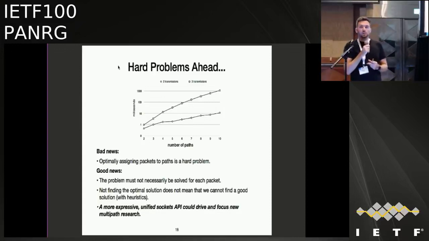And finally, I think that more expressive APIs, such as the post sockets API, could drive a new kind of multipath research.